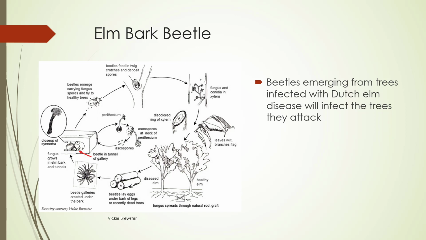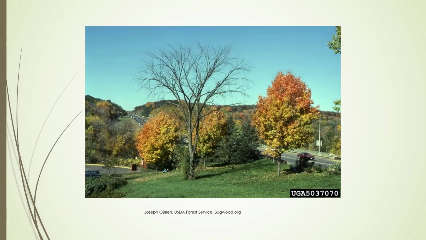The trick here, if you look at this life cycle, is they will carry the spores and fly to healthy trees, and then they'll feed in twig crotches and deposit the spores. But they are actually getting a signal when a tree has been wounded. So it's really important that if you're going to prune your elms, you do not want to do it when these guys are out there, because they will be attracted to your trees. And unfortunately, this is what they look like when they've died from Dutch elm disease.